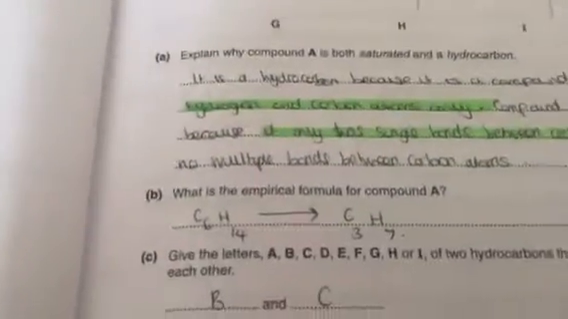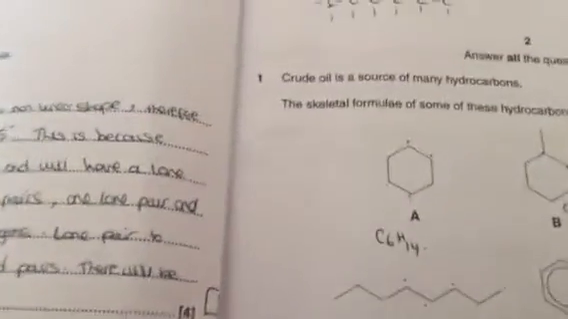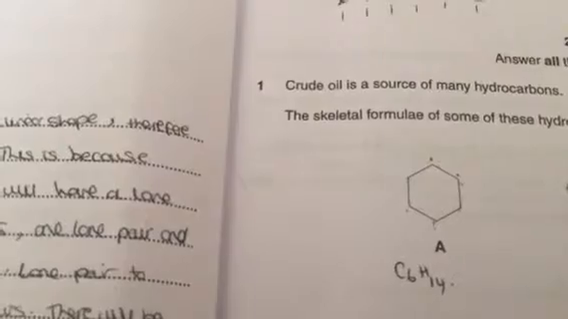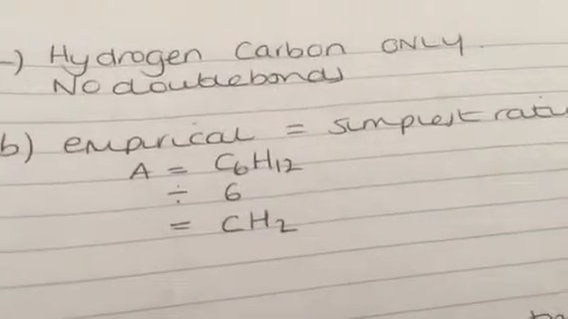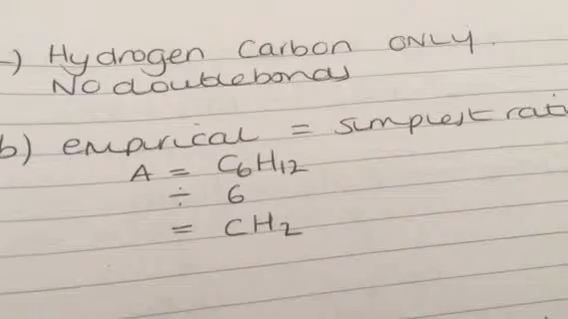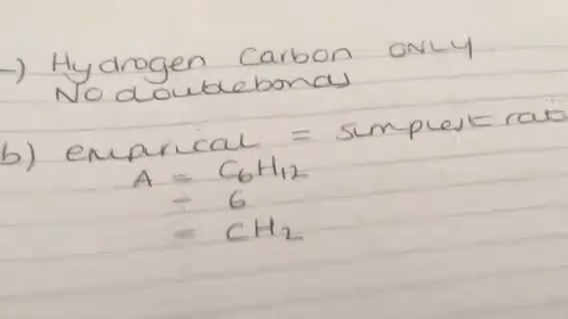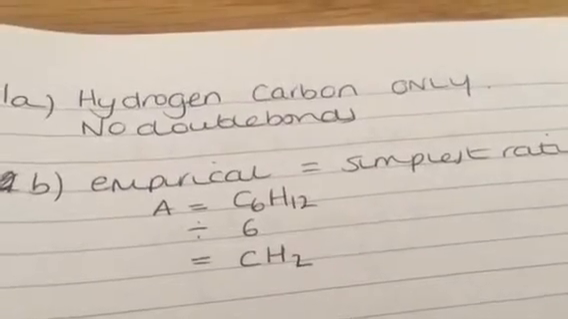The next question is asking us for the empirical formula of compound A. So if we take ourselves up and have a look at compound A, we can see that it's got 6 carbons and 12 hydrogens. The empirical formula is the simplest ratio that you can have. So if we divide by 6, we get a formula of CH2. So this represents the empirical formula. This one here represents our molecular formula and is the actual number of atoms that we have.